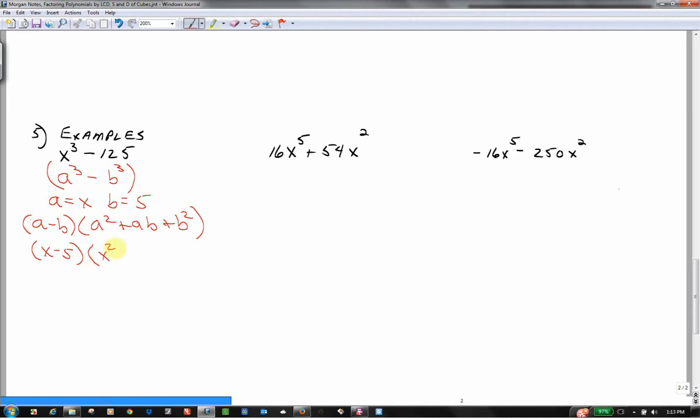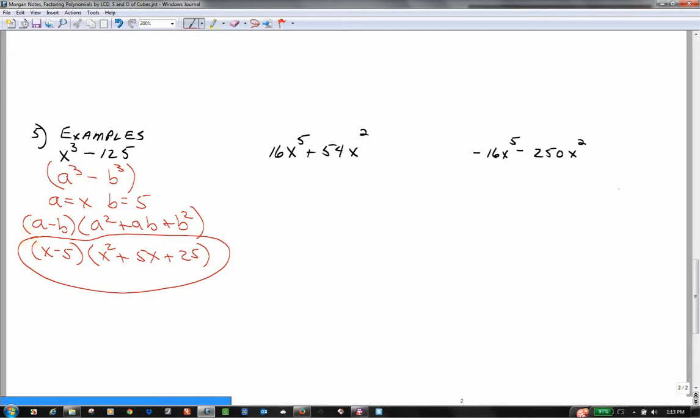Then it's going to say plus a times b. So a times b would be 5 times x. And then the last part of the formula says plus b squared. So there's b at 5. So I'm going to add 25. And there's my answer. And remember that for the squared part, you say, can I factor that? No, you can't factor it. This will be an imaginary number. It always will be. So I'm done.